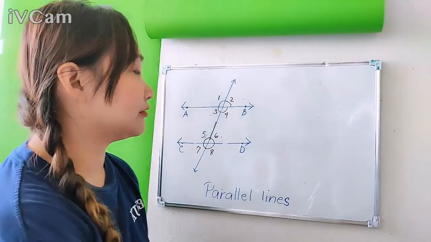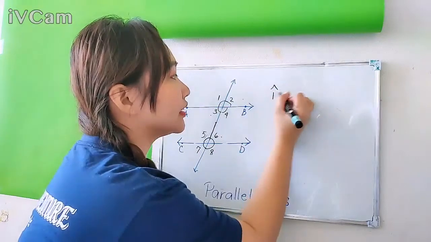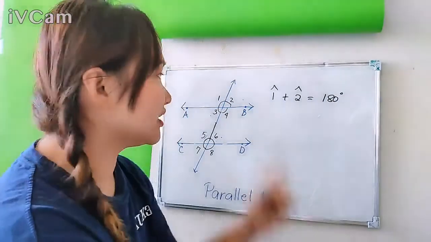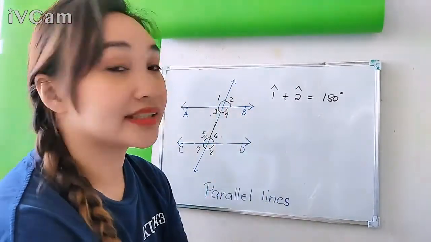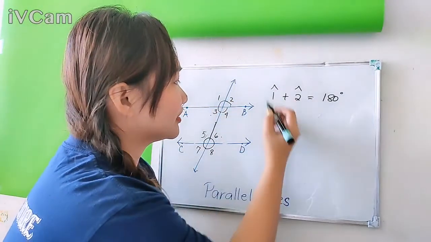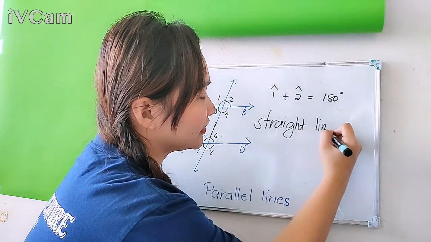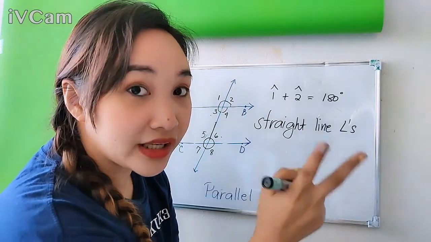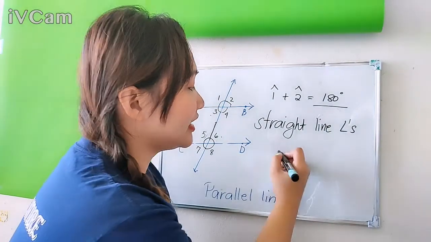Example, if we have angle 1 plus angle 2 that is equal to 180 degrees. Now this one is what? A supplementary angle, and that is also a straight line angle. I will write it here. Straight line angles. Alright, if we add them together and the answer is 180 degrees, then that angle is a supplementary angle.